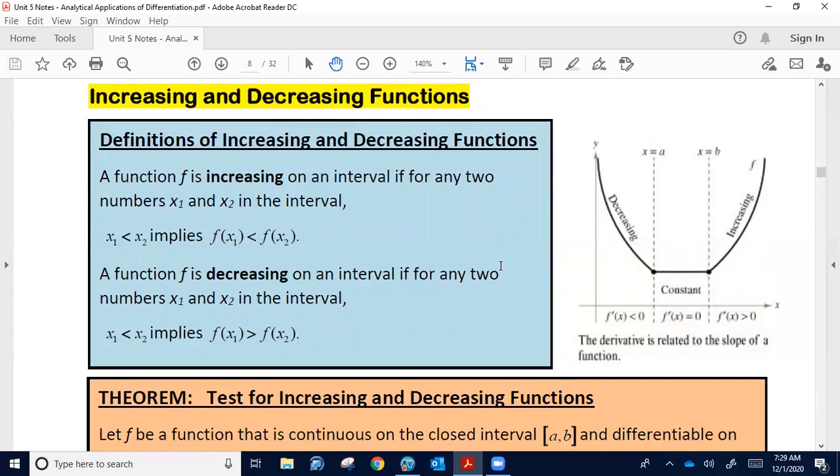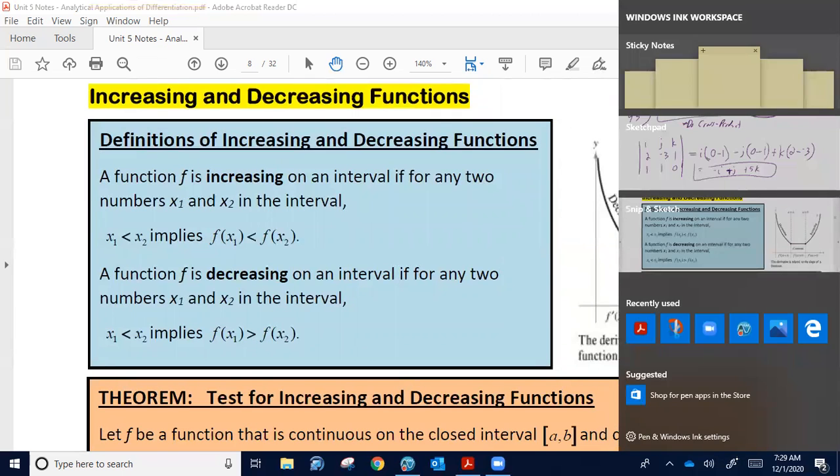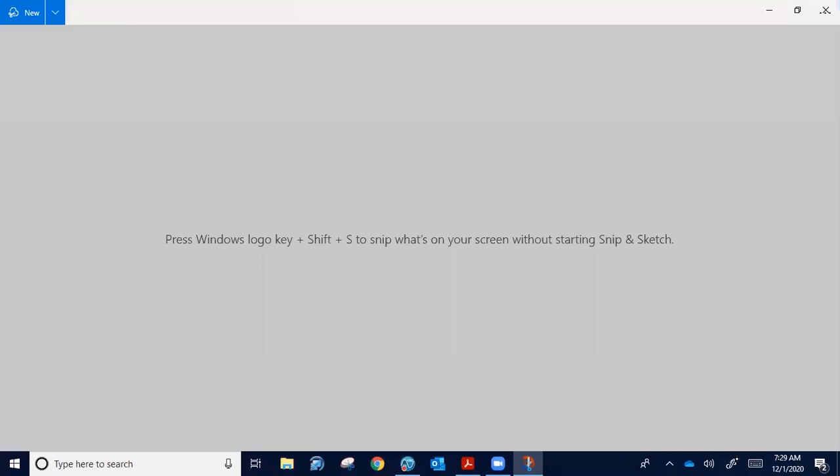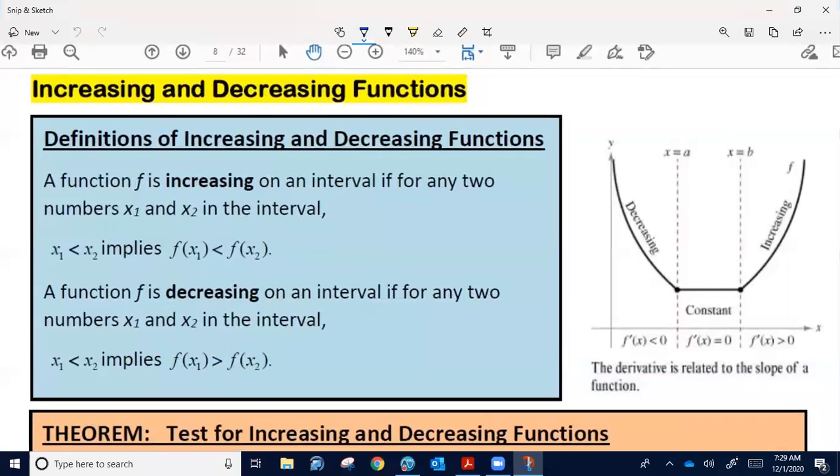So this little figure here, we can see, kind of like what I laid out earlier, if you are decreasing, that means you are falling. That means you have a negative slope, or for us, that means your derivative is negative. But if you're rising, if you're increasing, that means we have a positive slope, or for us, that means our derivative is a positive number.